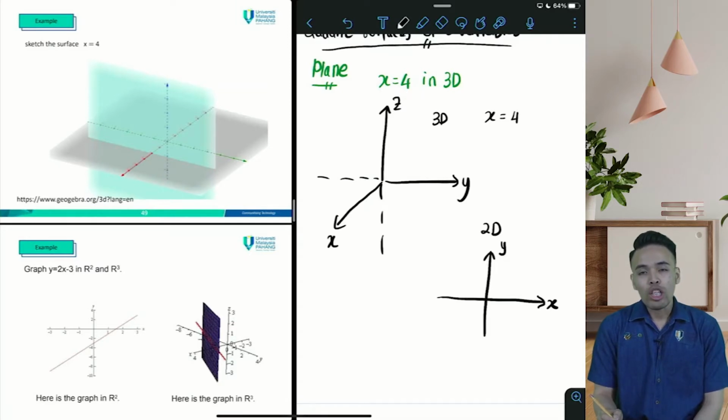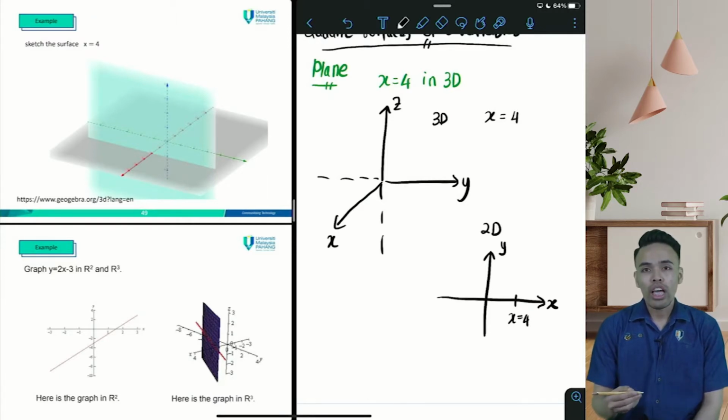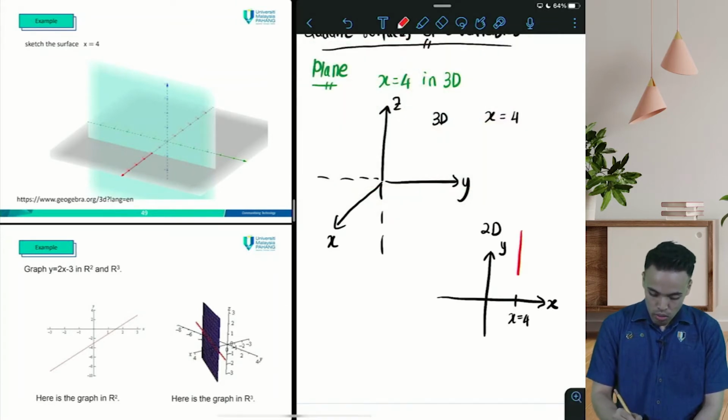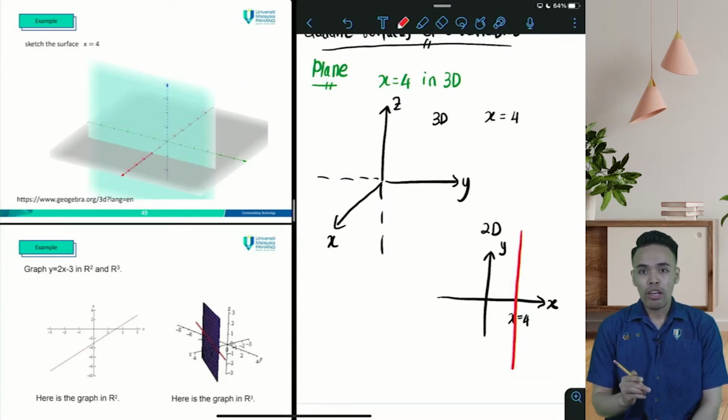X is equal to 4 in a 2-dimensional coordinate system is a vertical line because you fix the value of x at 4 and you allow y to vary. For example, this is x is equal to 4, a vertical line in a 2-dimensional coordinate system. When you illustrate x is equal to 4, you end up with a line which is parallel to the missing variable in the equation, since the 2-dimensional coordinate system involves x and y variables.